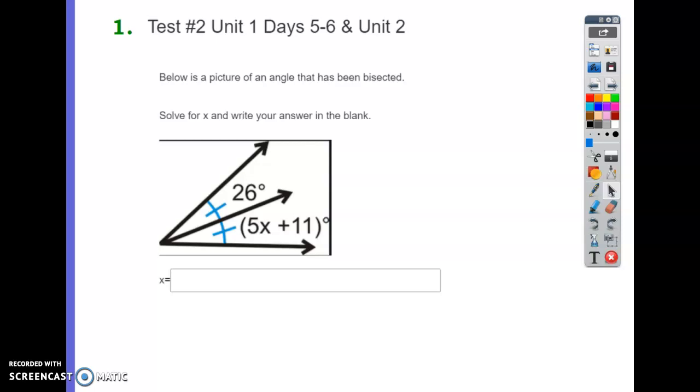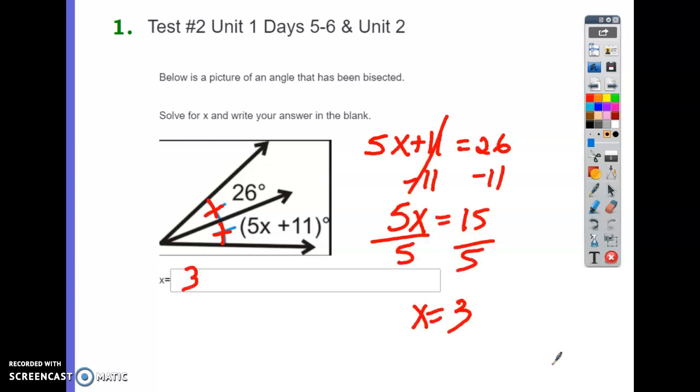For number 1, it says below is a picture of an angle that has been bisected. Bisected means bi means 2, sect means cut. It's been cut directly in half. And you also know that by these little marks right here. Those angles should equal each other. They don't tell you that in those words, but they said it's been bisected, so you know that 5x plus 11 equals 26. I'm going to pause and solve. Solve the equation. You get x is 3. You type just the 3 in for the answer.